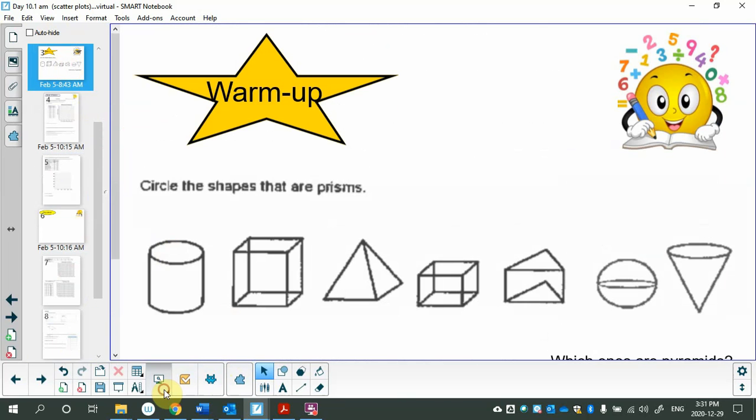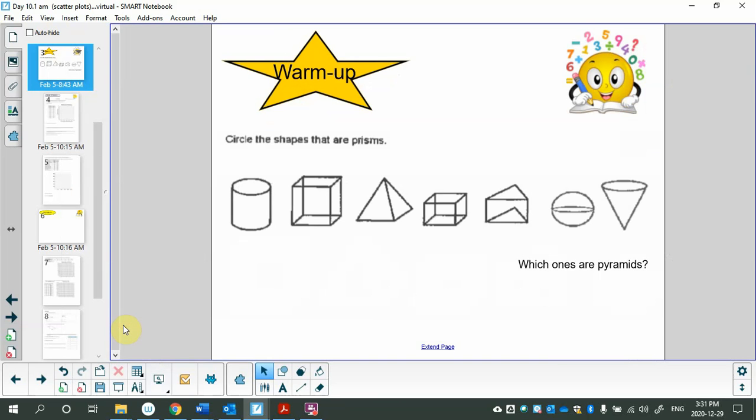So I'm going to put this on big screen so you can see everything. And the question is to circle the shapes that are prisms, and then also answer a second question, which is which ones are pyramids. So can you tell which ones are prisms? So think about that for a sec. If you need to, you can pause this video and think about it, and then I can come back and take care of this. But I'm going to keep motoring because I don't need to pause.